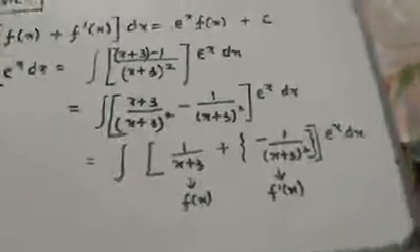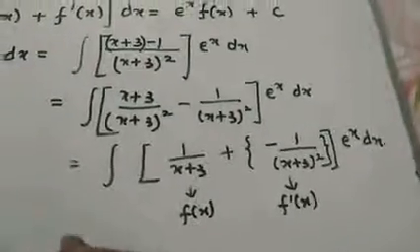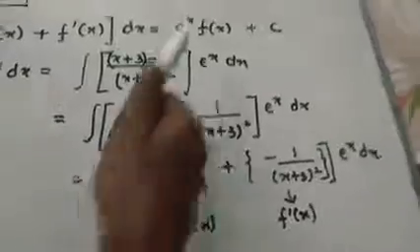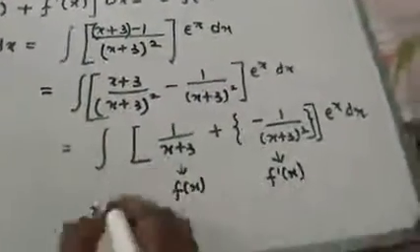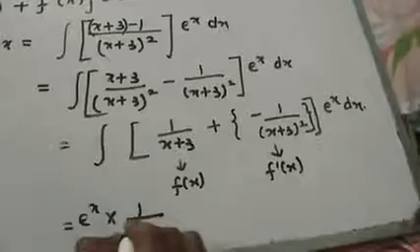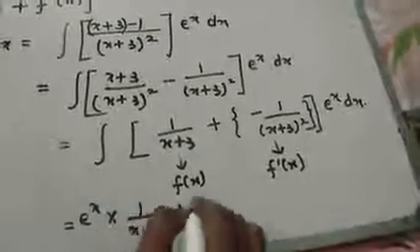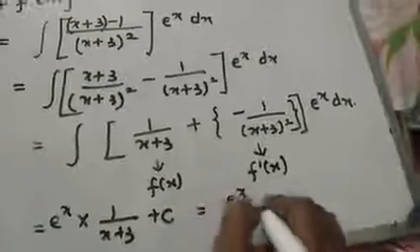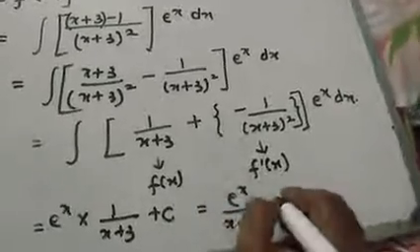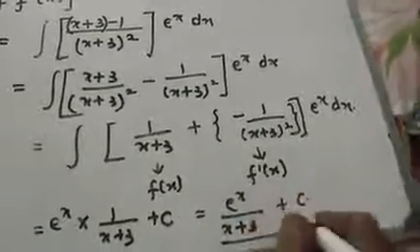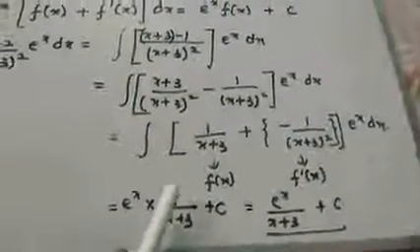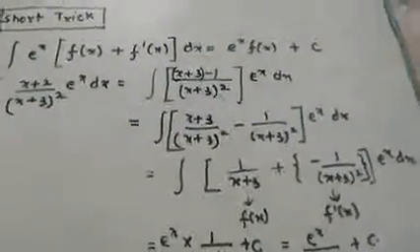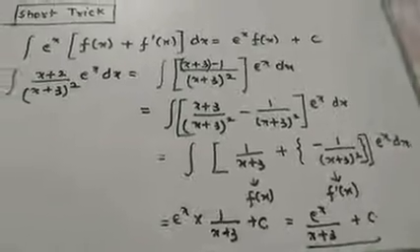So just by using that short trick rule we can write e to the power x f of x. What is the f of x? F of x is here 1 by (x+3) plus c. So finally the answer will be e to the power x by (x+3) plus c. Just mention at the side that you are using this rule. Clear?